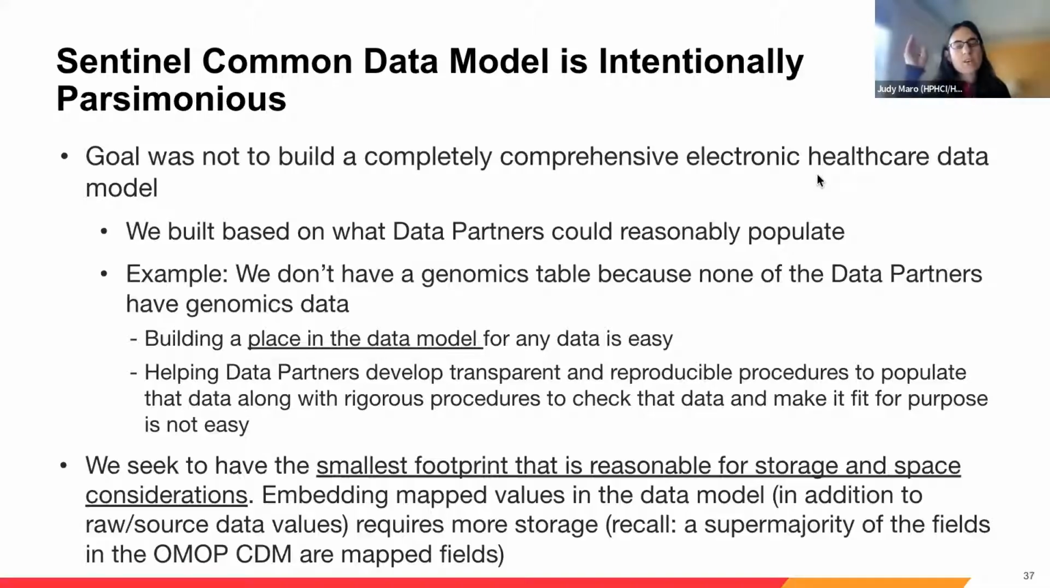So this is a slide about essentially the concept of the data model being parsimonious. We only keep the data we absolutely need. A lot of this is also related to size considerations. If you have to store both the source data and the map data, which OMOP does, you have more space that you have to use. You basically have more size and it takes up more room.